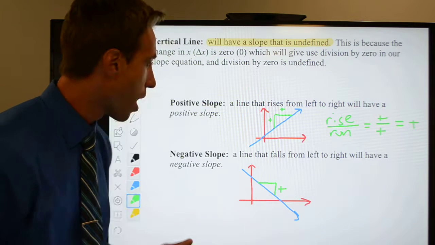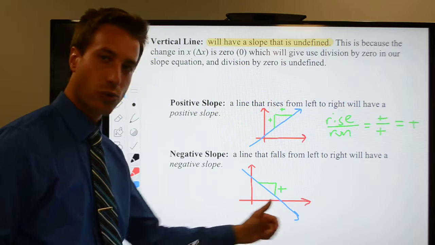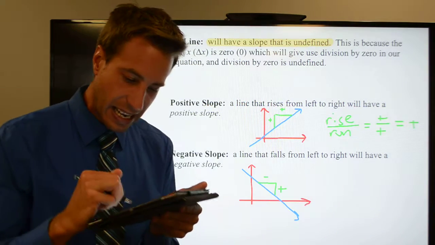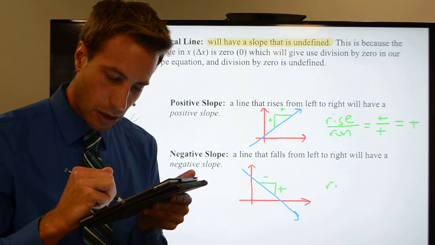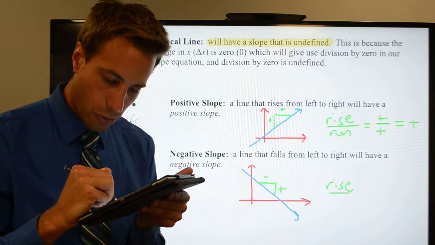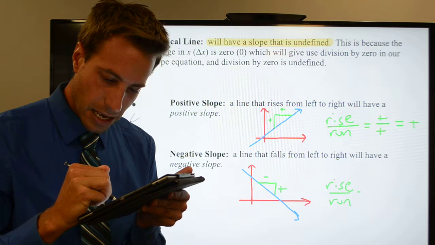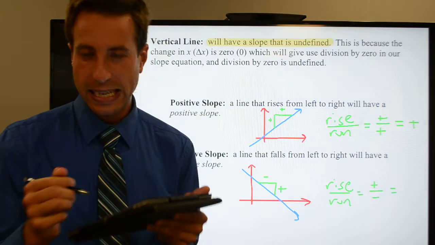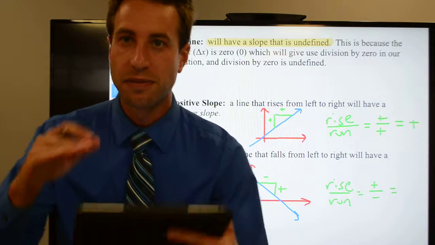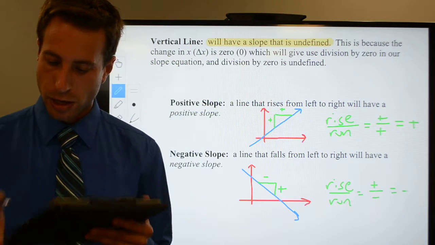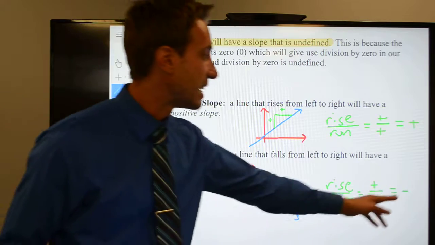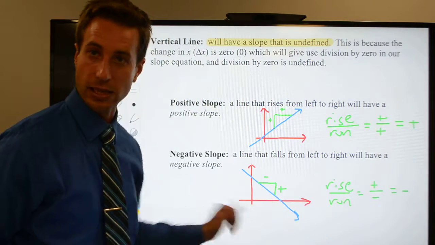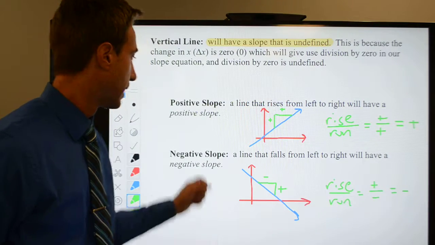But now my run is heading backwards, right? My run is heading in the negative direction. That makes it a negative number. And when I calculate rise over run, now I have a positive over a negative. Well, anytime you have a positive number divided by a negative number, you're of course going to get a negative number. So that's why a line headed in the decreasing direction from left to right is going to give you a negative slope.